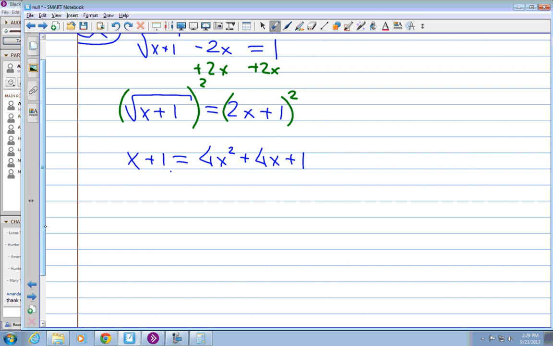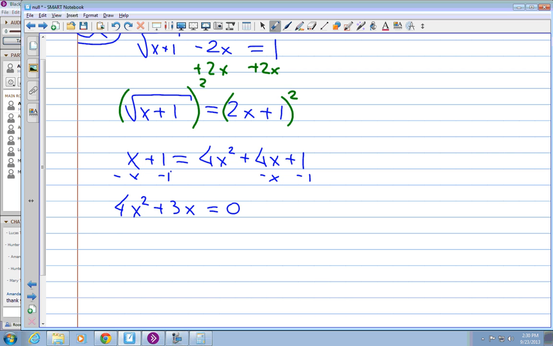But we got to this point. Are there any radicals left? Are there any more radicals? No. So I can go ahead and solve that equation. How would you go about solving that equation? Yeah, make it equal to 0, so subtract x from both sides. Subtract 1 from both sides. We'll get 4x squared plus 3x equals 0. Right? Well, how would you solve that equation?